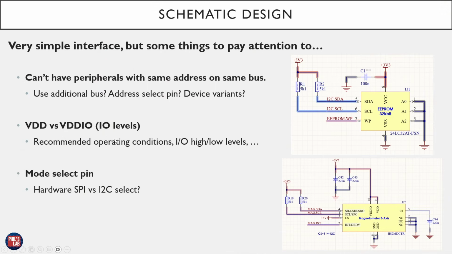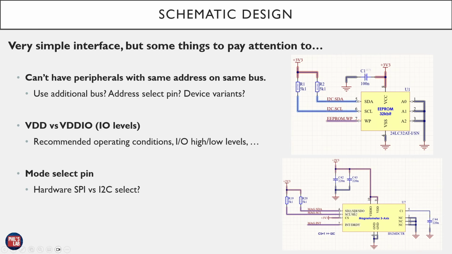What we also have to take care of is, of course, VDD and VDD-IO levels. Make sure you're staying within the recommended operating conditions. Make sure, depending on your pull-up resistor values, that might shift the logic levels a bit. And of course, there's also a mode select pin oftentimes. So for example, on the bottom right, the magnetometer, you see we have this CS or chip select pin. Now in SPI mode, that actually serves as the chip select pin, but if we want to select I2C mode, we have to pull this pin high to the logic level high at startup.